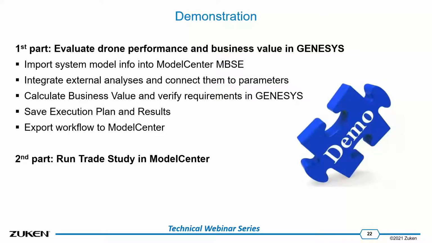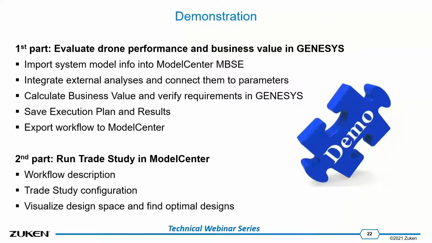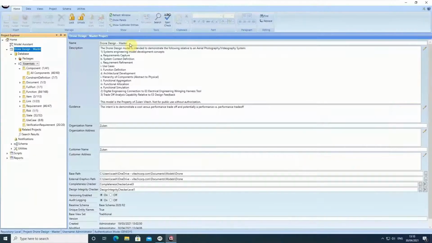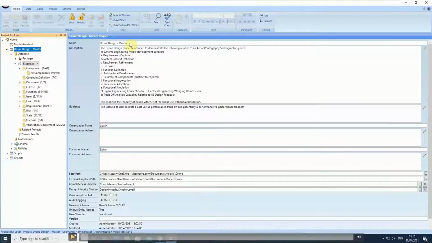For the second part, it's going to be a live demo. I will describe the workflow to you. Then I will show you how to configure a trade study in Model Center, and then use a couple of visualization tools at disposal in Model Center to explore the design space and to find optimal designs based on the business value definition. So we'll start with a video for the first part of the demonstration.